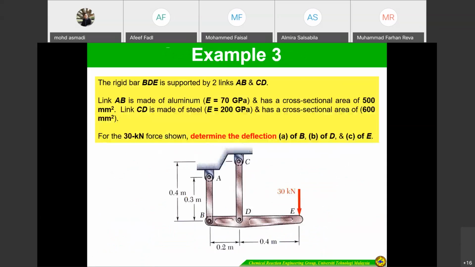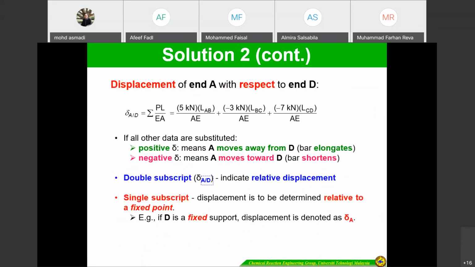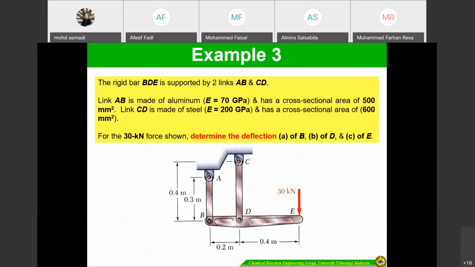Any question about these two examples? If there are no questions, the main tutorial example is example 3. This is quite tricky, as you need knowledge of trigonometry.